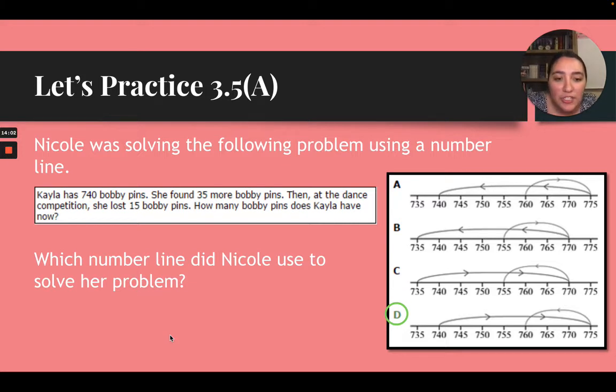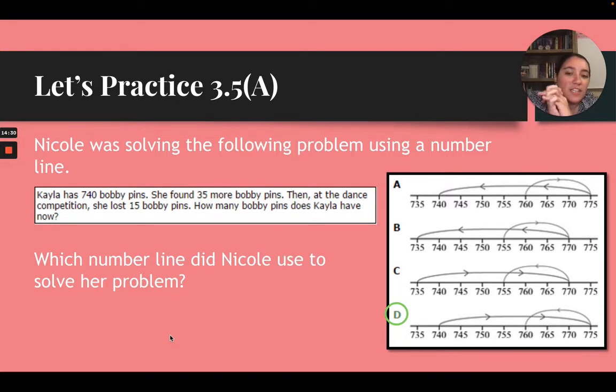A couple things that you can do to help yourself out. If you did not get D, first thing you should do is go back to the problem, check your work. When we're looking at this, it says Kayla has 740 bobby pins. That means our starting point has to be 740. So when I look at A, B, C, and D, even if I don't look at the arrows yet, I can already get rid of B and C because they're over there on 735. So then I'm left with A and D.